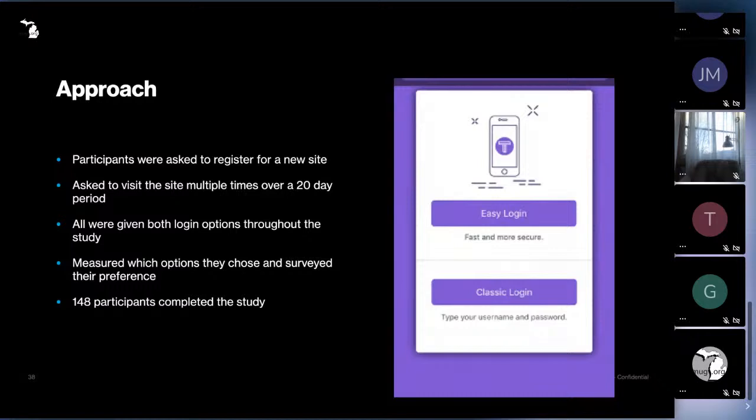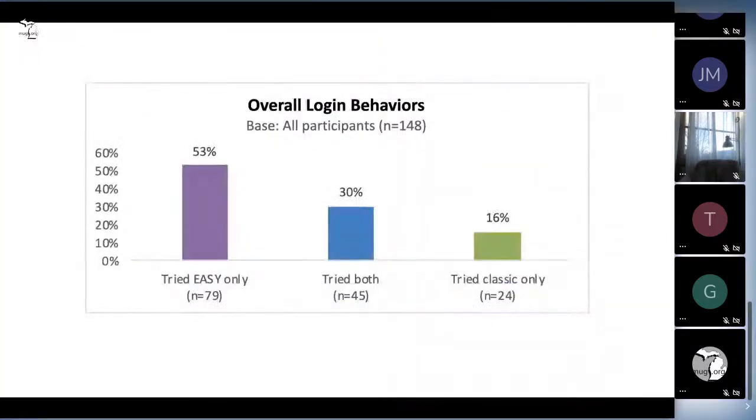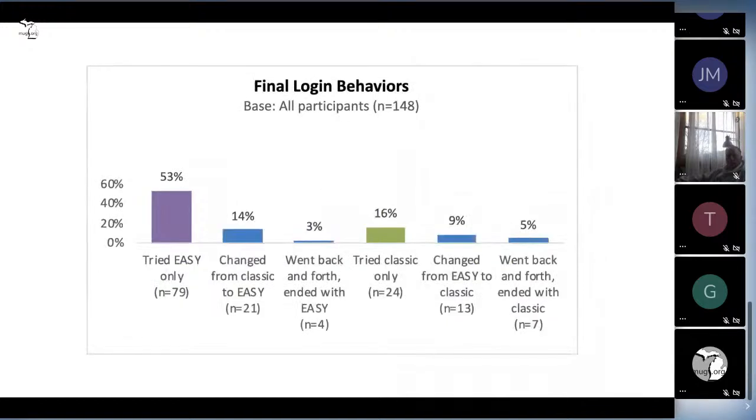Ultimately, we had almost 150 people complete the study. So we had a rather large number of people in the study. And we found that people really gravitated to this easier option. Even at the outset, over half the people only ever used that easy option. We had a smaller sample that tried both. And in the end, we had a pretty sizable number, but very few who really stuck with the classic method, only the classic method.